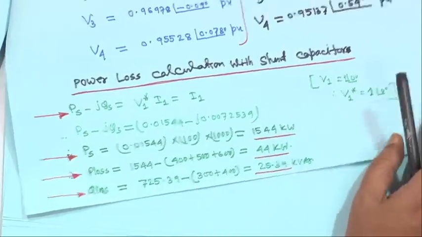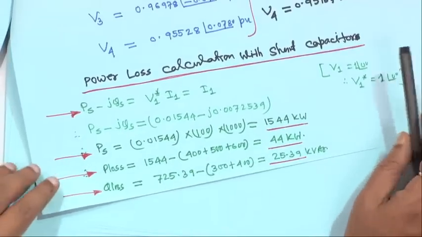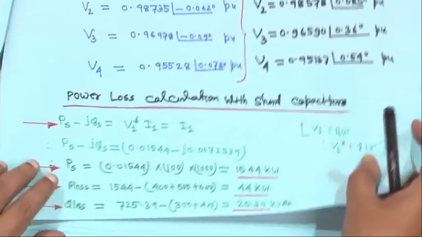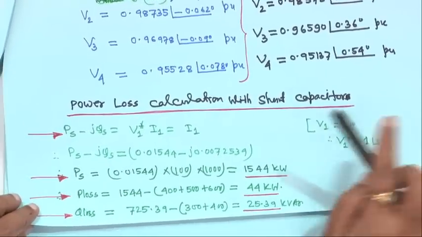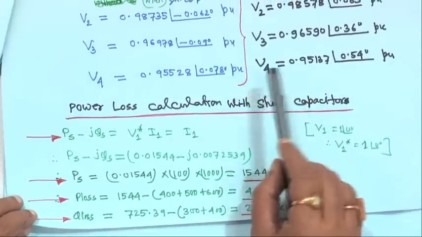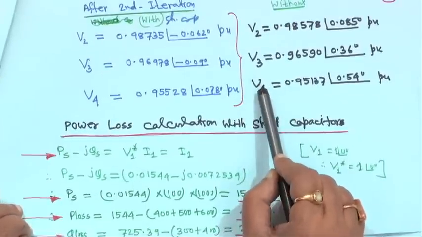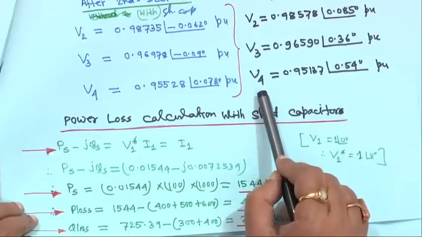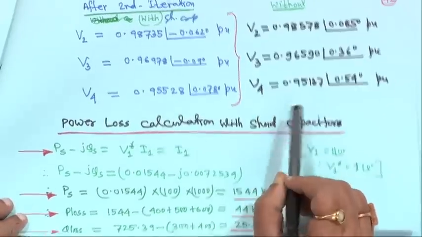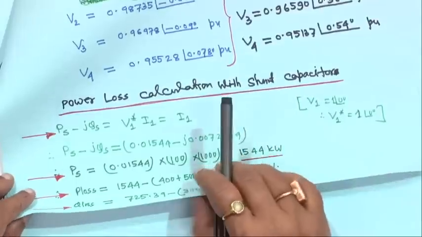Now, whenever we put shunt capacitor, we expect that there will be less power loss. So, after second iteration I will ask you to make a third iteration and see. At the third iteration you will find the solution has almost converged. So, I will request you to make the third iteration and check this.